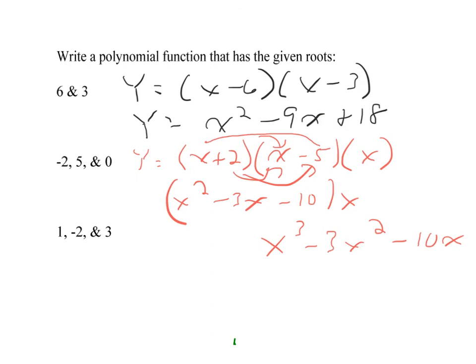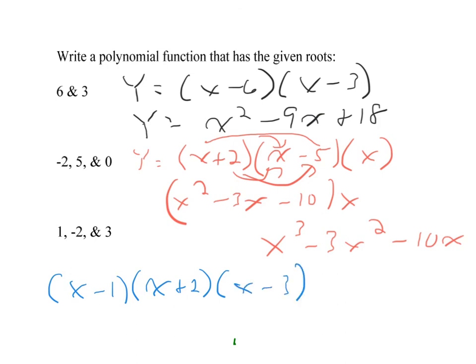But just looking at this last one, we're going to FOIL out with our 3 given roots. It helps to have a pen here. Hold on one second, sorry. We're going to have a root of 1, so we have a factor of x minus 1. I have a root of negative 2, so I have a factor of x plus 2. And I have a root of 3, so I have a factor of x minus 3.